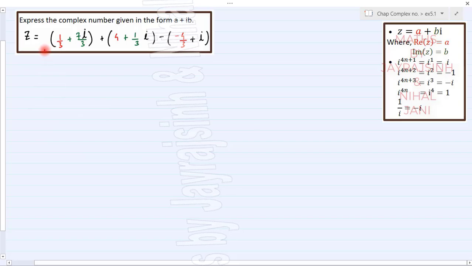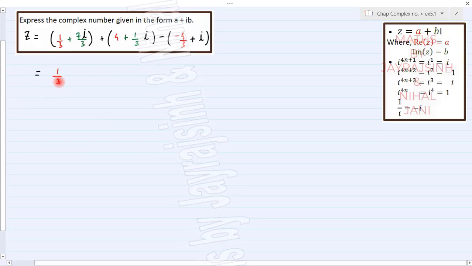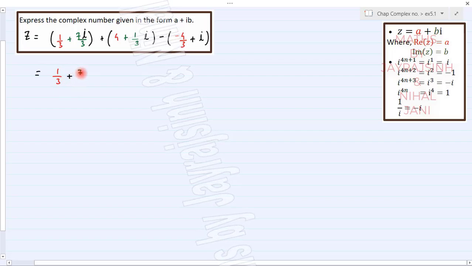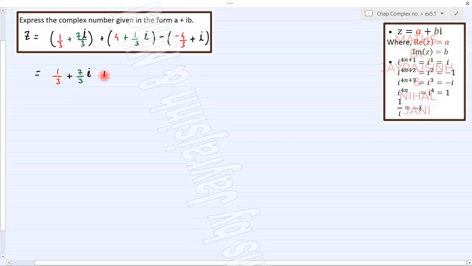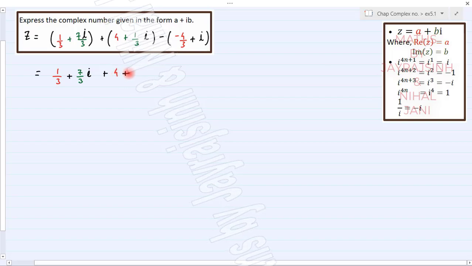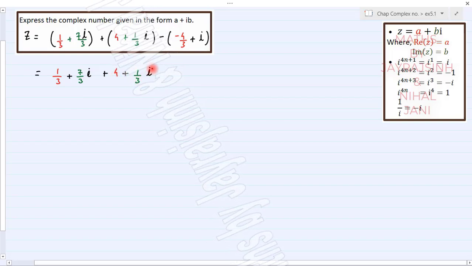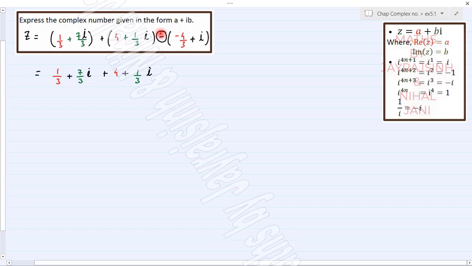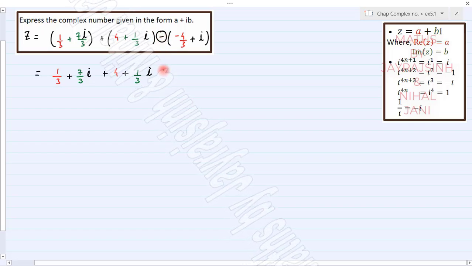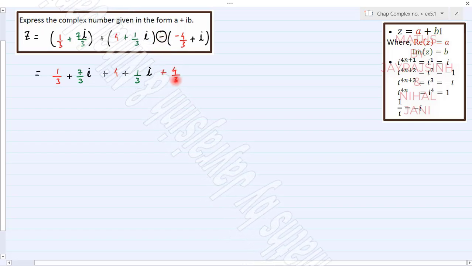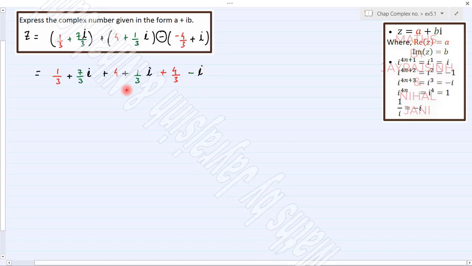Now let's try to simplify the complex number into the standard form. Open all the brackets. So 1 by 3 plus 7 by 3i plus 4 plus 1 by 3i will be as it is, and due to this negative sign we have to change the signs. So we'll get plus 4 by 3 minus i.